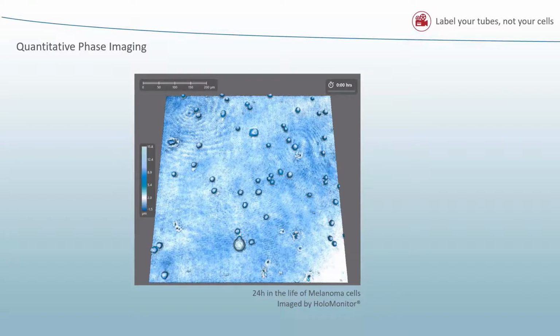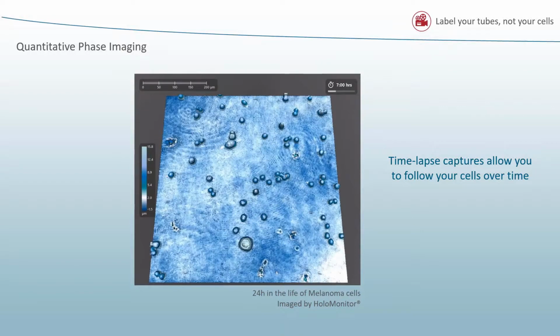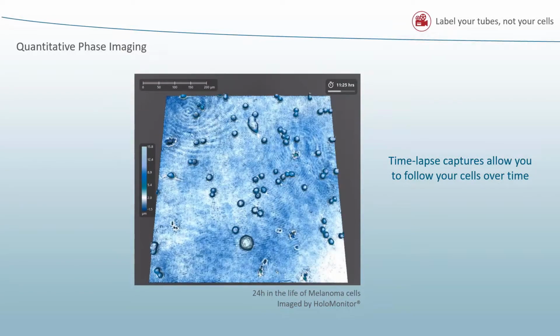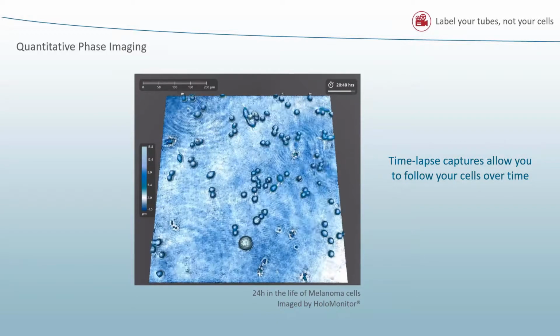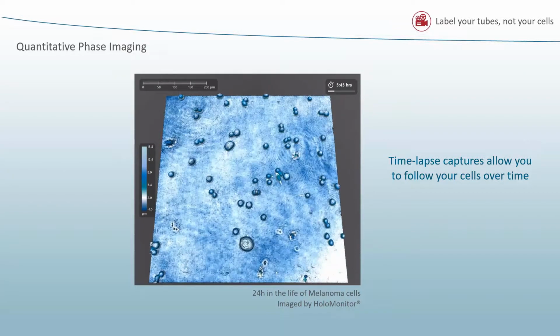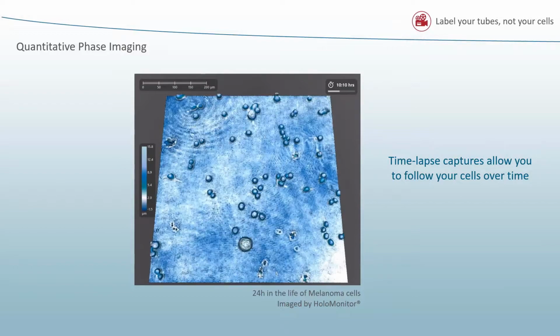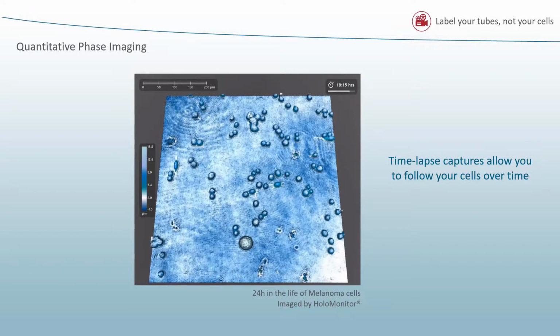So far, we only had a look at one image at a time, but because you can place the HoloMonitor system actually inside the incubator, you're able to conduct time-lapse studies and follow your cells over time. Like here, this is a 24-hour label-free live cell imaging video of melanoma cells. And you're able to follow the single cells. You see them divide, right? You can see them move around. You see how they interact and how they shift shape over time. Let's just continue watching this a bit more. I'm always very fascinated with that.